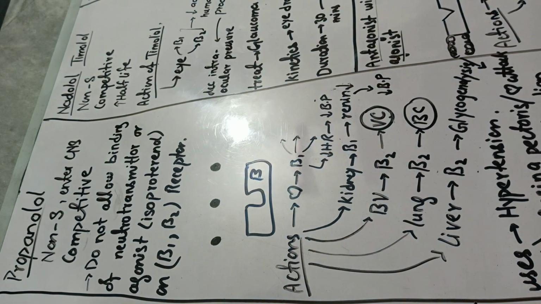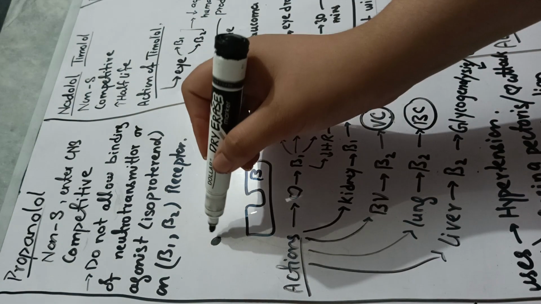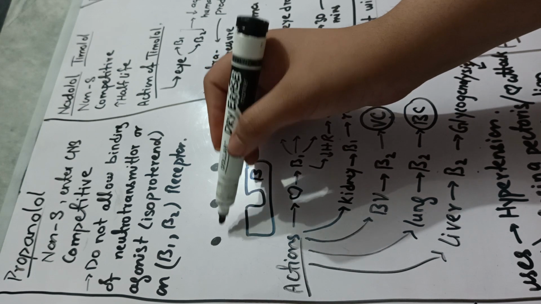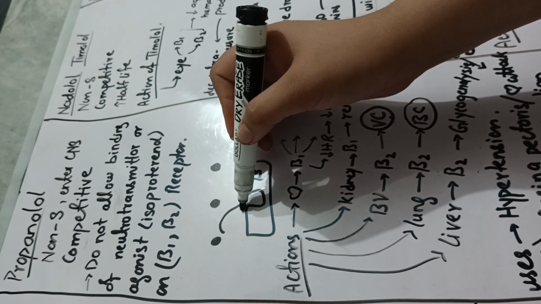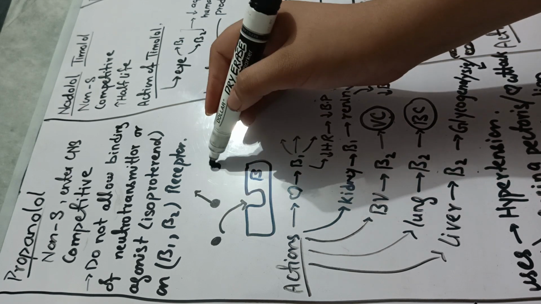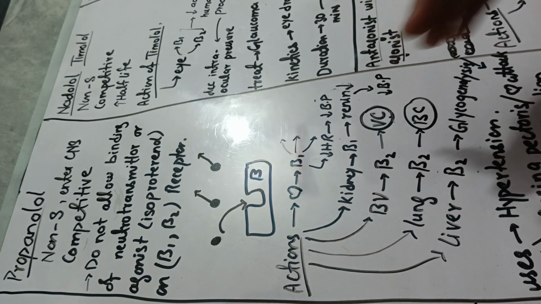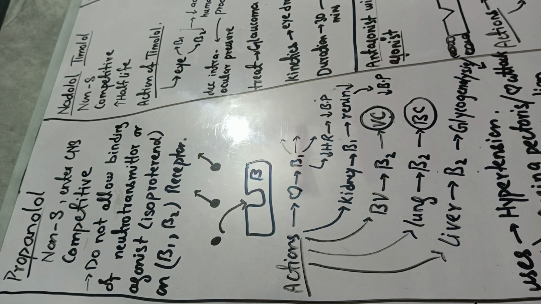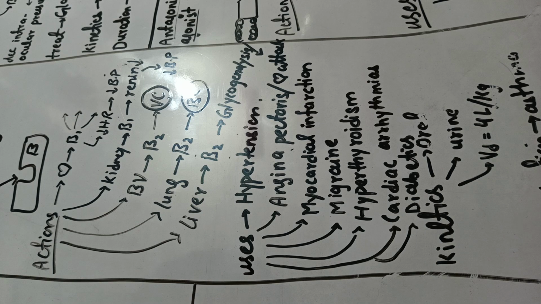Now what is going to happen in the presence of this propranolol? It will rapidly attach itself to the receptor and never allow this neurotransmitter or agonist to bind with it and perform its activity. So this was all about this. Now let's discuss their actions.